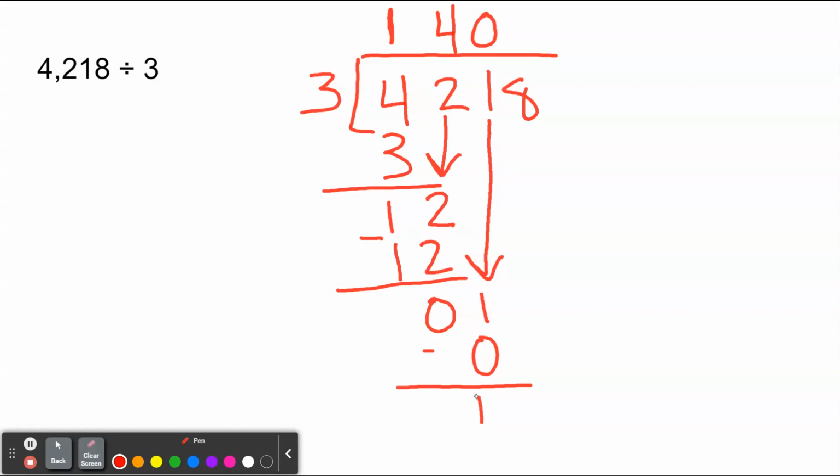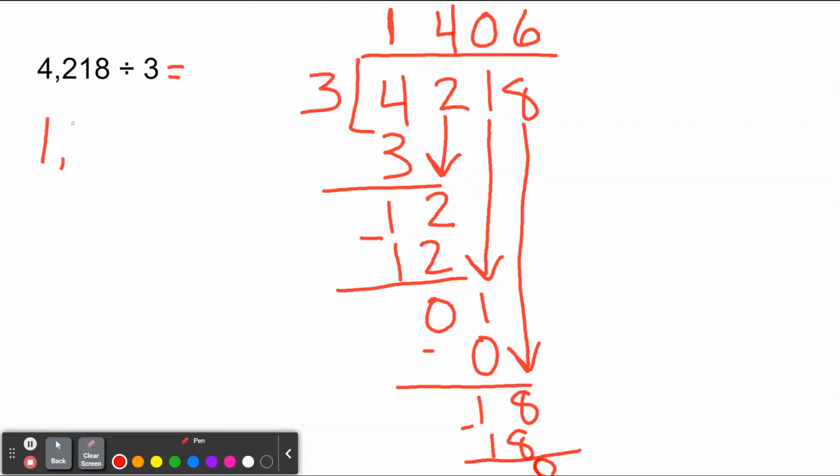I'm going to take that 10 and combine it with my 8 ones. So now I have 18 ones. How many times can 18 ones be divided into 3 groups? That is 6 times. So now how many ones did I use? Let's multiply 6 times 3, which gives me 18. So I used 18 ones, which means I have 0 left over. So I don't have a remainder. So my quotient, my answer, is 1,406.